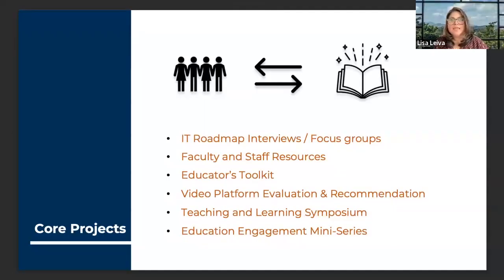So here are some examples of how we're leveraging and sharing our knowledge to create these positive changes on our campus. This first example is we're participating in IT roadmap interviews and focus groups to share our need for the tools and services that support education. This informs our new education IT team, and they review our feedback and work to implement those changes to provide us with the tools that we need to do our work.